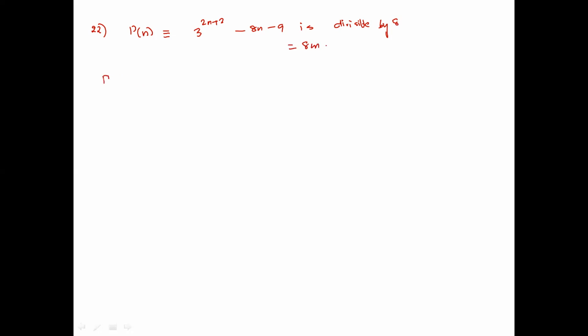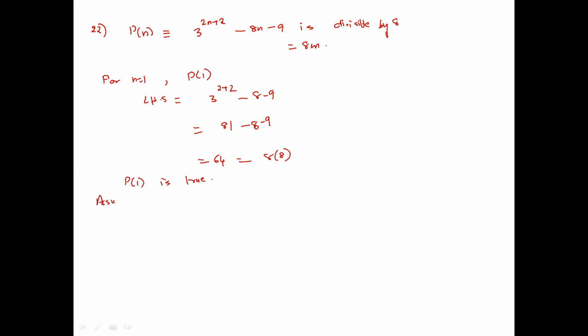So if you take n equal to 1, P of 1, then you will have left hand side equal to 3 power 2 plus 2 minus 8 minus 9. 3 power 4 is 81, minus 8 minus 9. 81 minus 8 is 73. 73 minus 9 is 64, which is a multiple of 8. So we have shown that P of 1 is true.